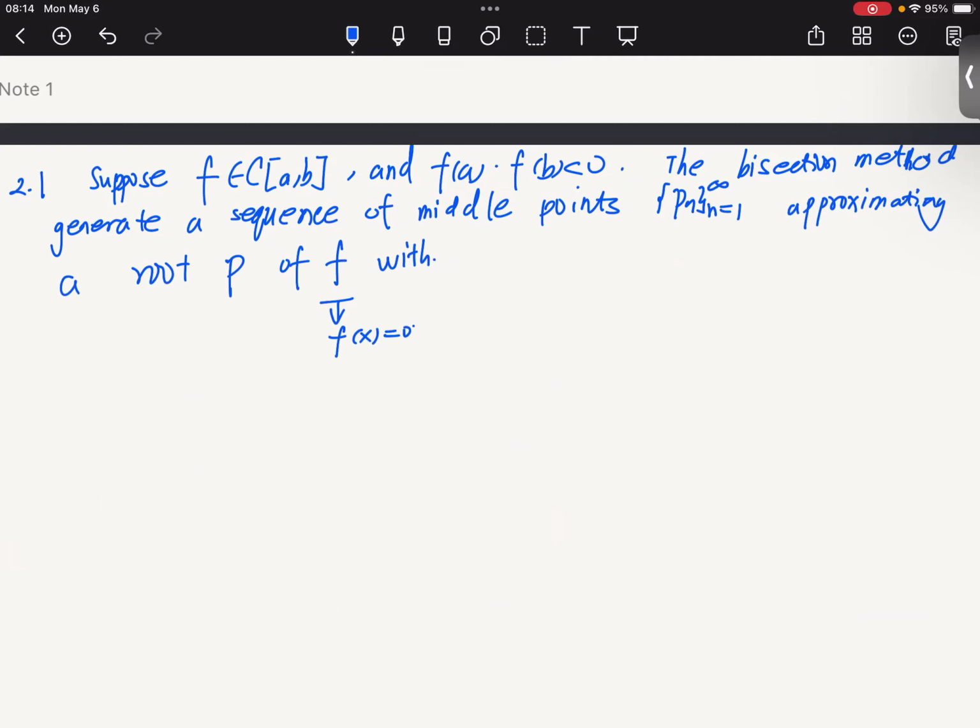And so now we are going to claim the convergence rate. p is the root, and the approximation is p_n, and the difference between them, taking the absolute value, is smaller than or equal to the original interval length divided by 2^n, when n is bigger than or equal to 1.